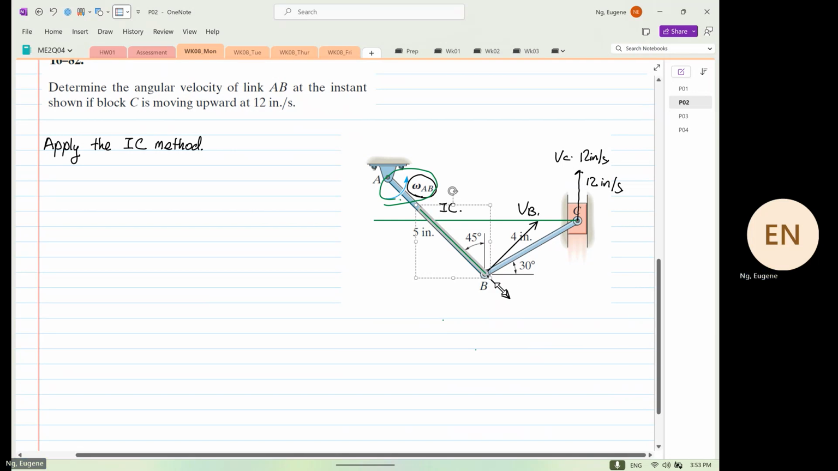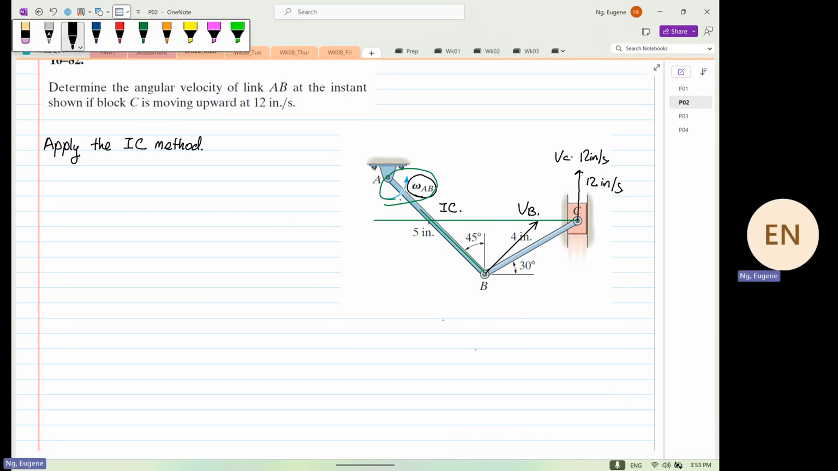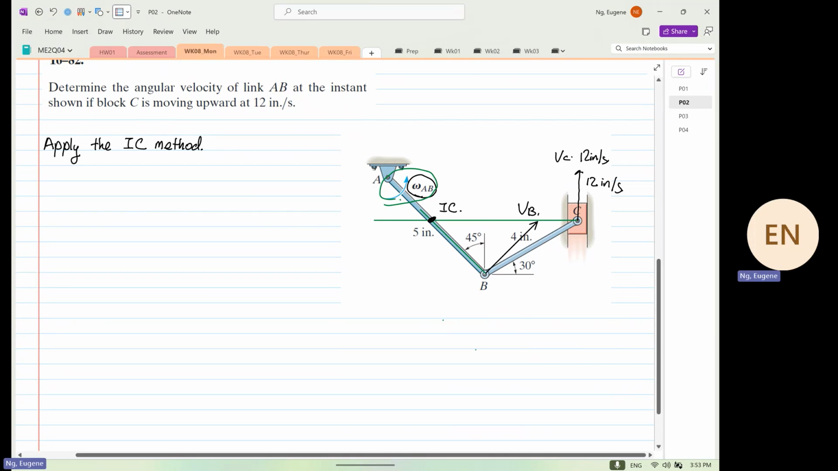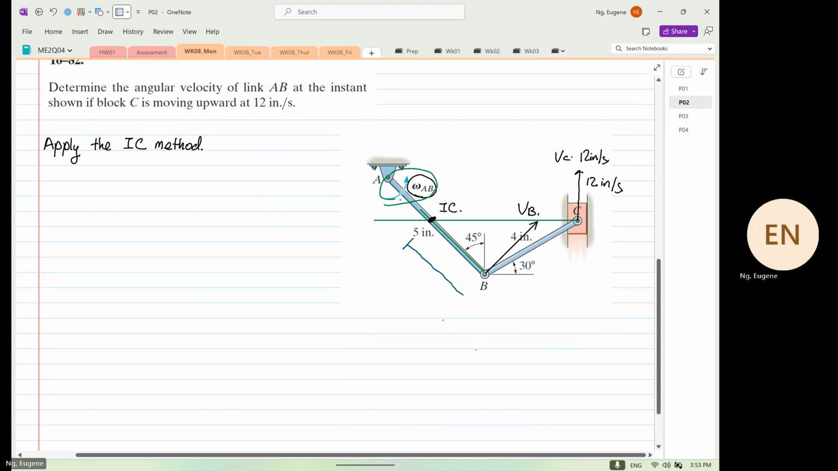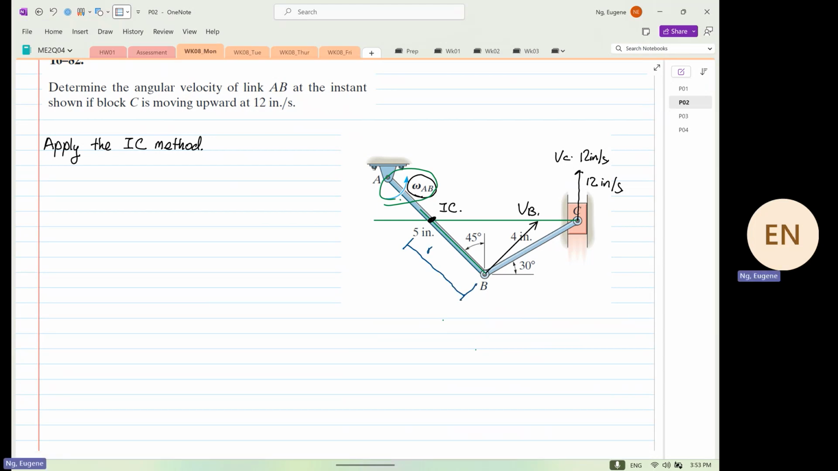Can you see that now? Where the two green lines intersect, this point over here is known as our instantaneous center. So now we know this distance over here is our R_B/IC, and this distance is equal to our R_C/IC, the instantaneous center.